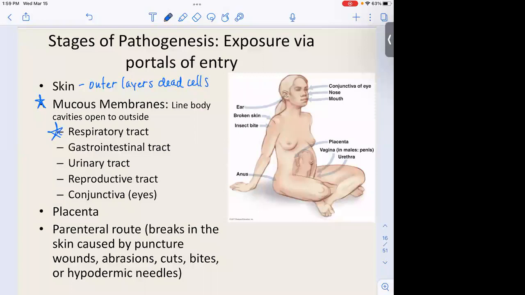Placenta is another one that's not common at all. There are a few pathogens that can cross that placental barrier. Listeria is one, German measles is another one, but that's not very common.